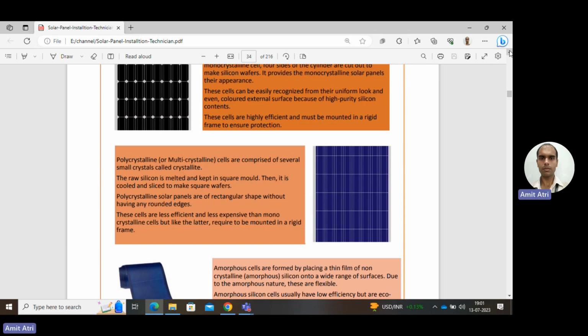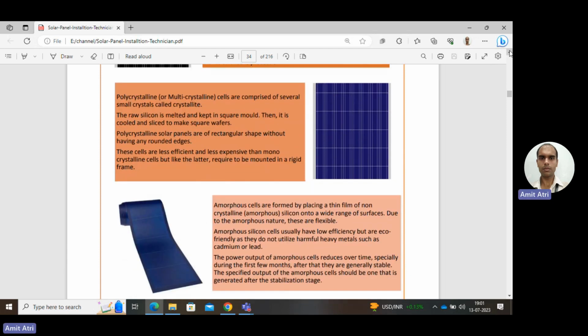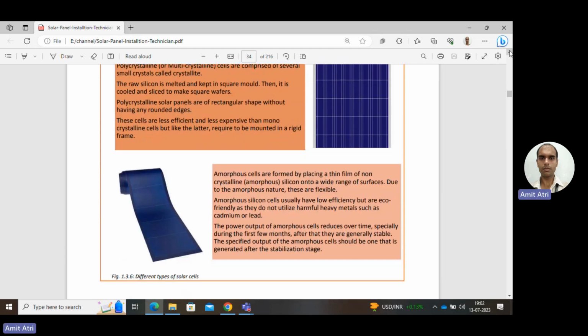So these cells are less efficient. Yes, comparatively, the efficiency of a polycrystalline solar cell is less as compared with a monocrystalline cell. But they have the advantage that their price is less. Monocrystalline has a higher efficiency, but also a higher price, whereas polycrystalline has lower efficiency, but the price is also less. Both of them need to be mounted on a rigid frame.